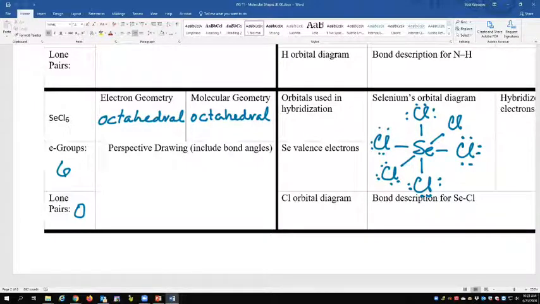And now this is where you can, if you're artistic, let loose. We're supposed to draw a perspective drawing and include the bond angles. I am not looking for works of art here, but I want to see that you tried to make it look 3-dimensional. So we've got a central atom, and there's an atom above and below, and then there's 4 of them around the middle.